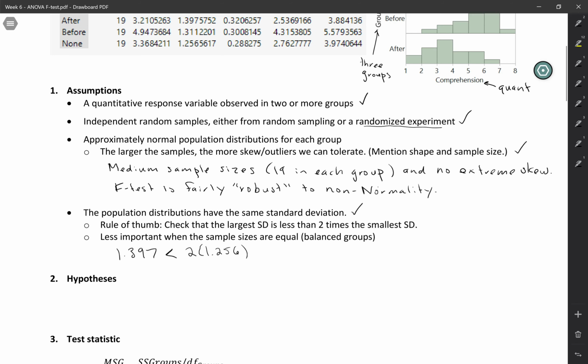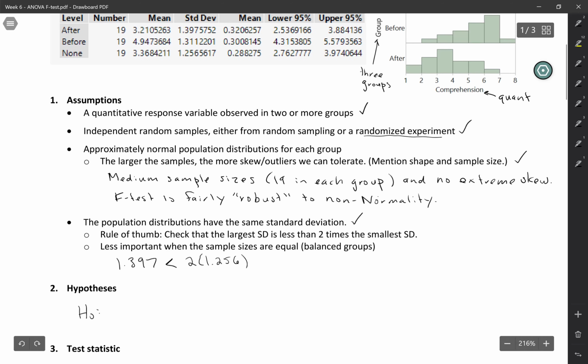For stating the hypotheses, we're going to do that in terms of mu because we're comparing the means of this quantitative variable for the three groups. So the null hypothesis will be that all the means are equal to each other. So we could say the mean for the after group is equal to the mean for the before group is equal to the mean for the group that saw no picture at all. And then the alternative doesn't require that all of the means be different from each other, just that at least one of these means is different from the others.